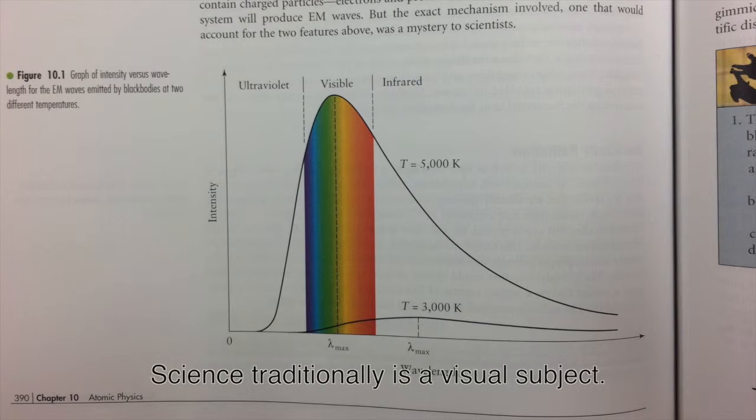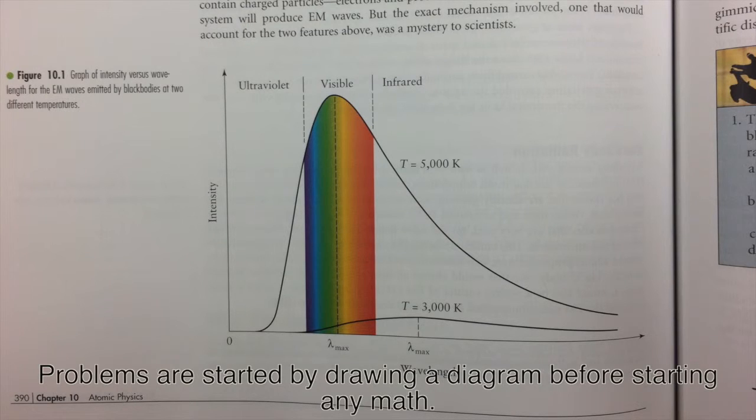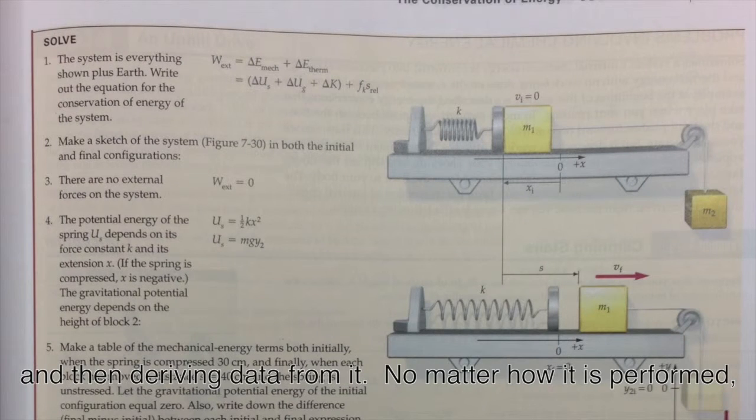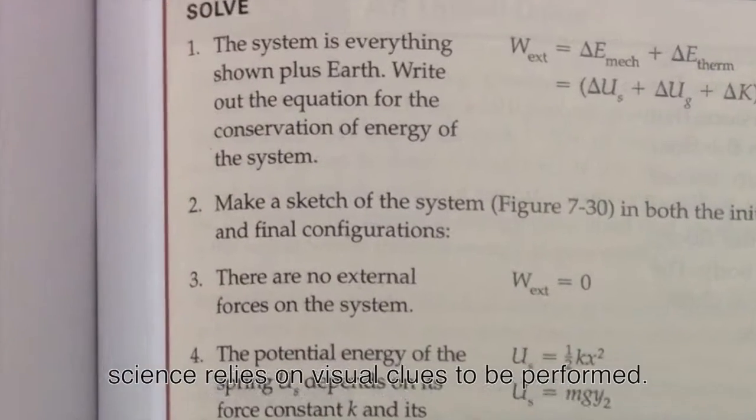Science traditionally is a visual subject. Problems are started by drawing a diagram before starting any math. Experiments are conducted by observing an interaction and then deriving data from it. No matter how it is performed, science relies on visual clues to be performed.